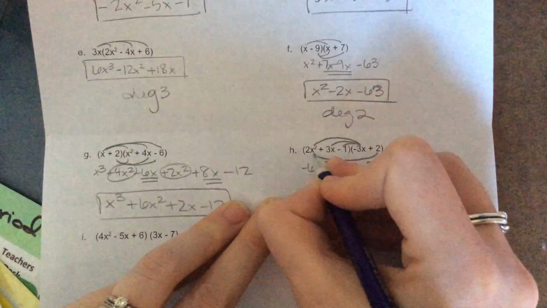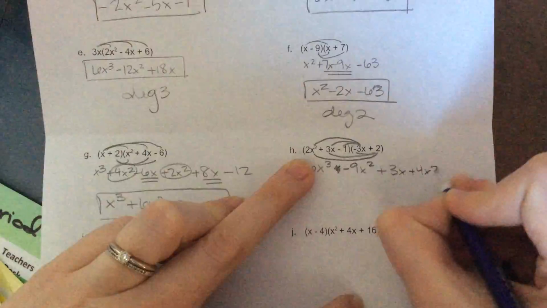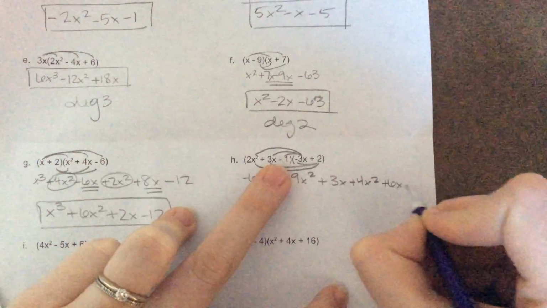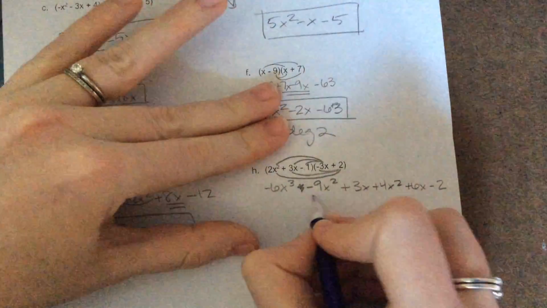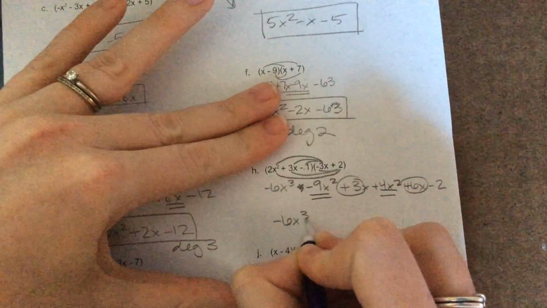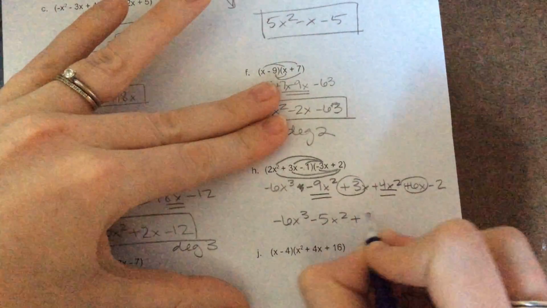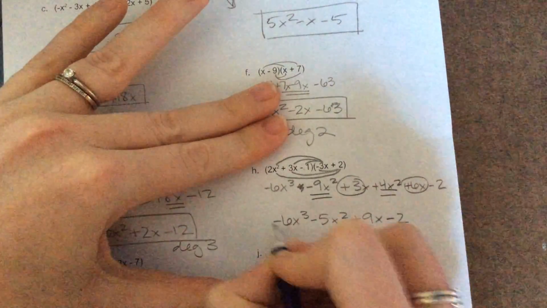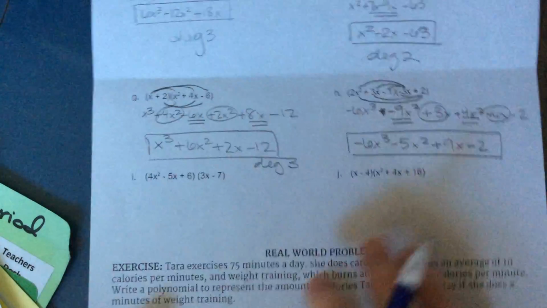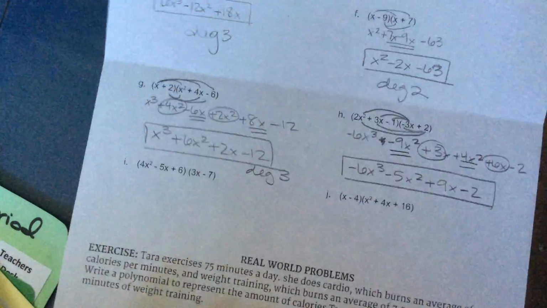Then we're going to distribute 2 to all 3 terms. So 2 times 2x squared is a positive 4x squared. 2 times 3x is a positive 6x, and 2 times negative 1 is a negative 2. And then you can combine like terms. I have x squareds here, and I have x's here. So I have a negative 6x cubed. I have a negative 5x squared. Combine my x's, I have positive 9x, and then a negative 2. And that's your polynomial there. Okay, go ahead and try these two, and I will write down the answer shortly.